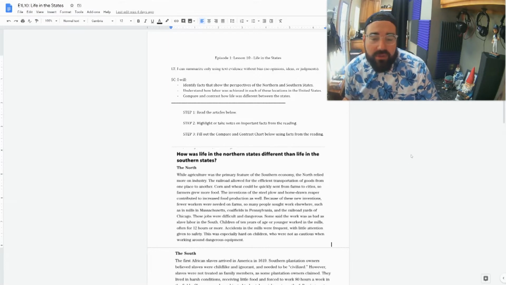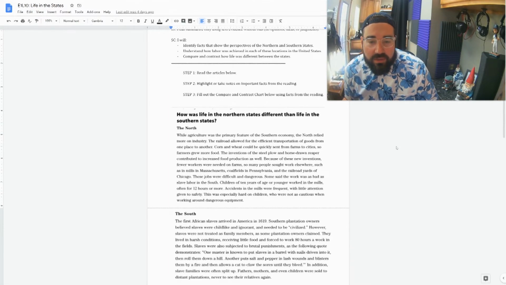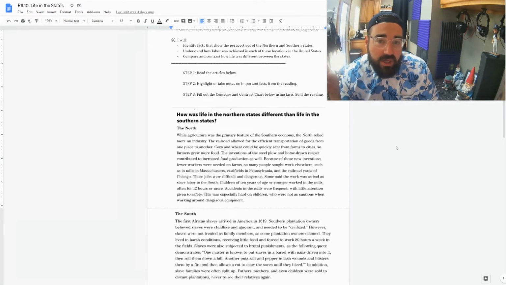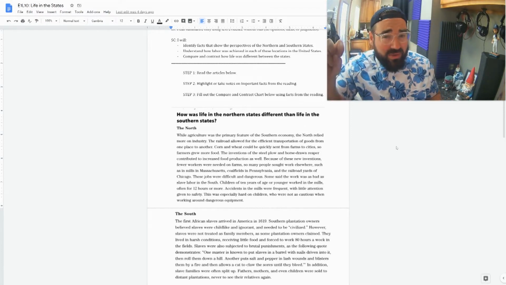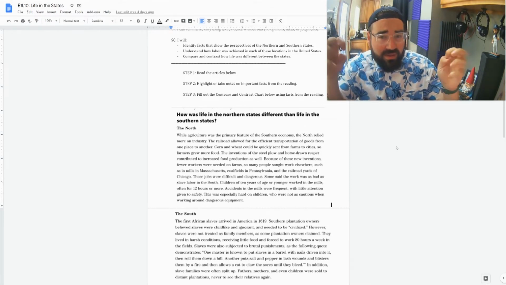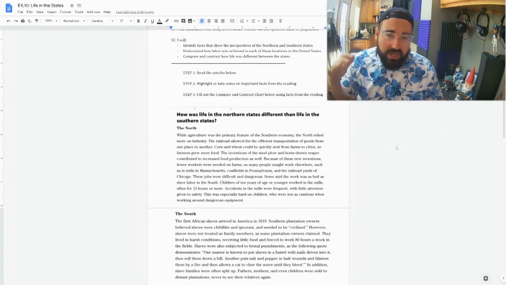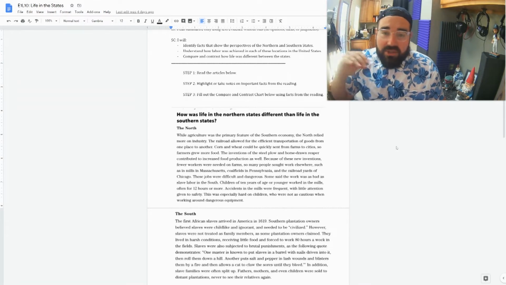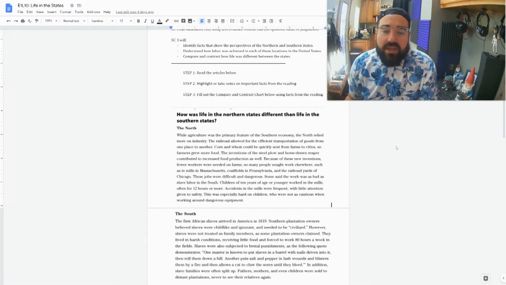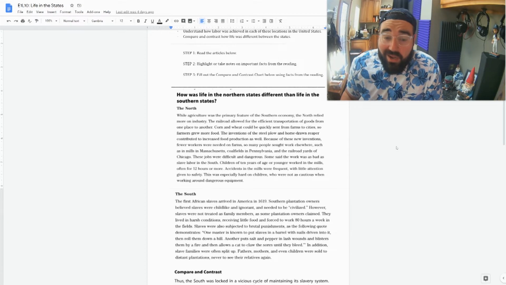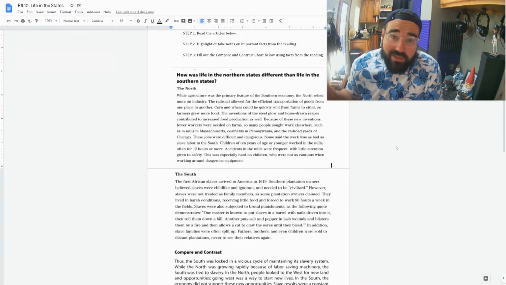So the first thing we are going to do is see how we can be successful. That's identifying facts that show the perspectives, as in North, what they thought, and South, what they thought, because they didn't necessarily think the same thing. Then understand how labor or work was achieved in each location, as in how did they work in the North and how did they work in the South, and then we'll compare and contrast how life was different between the states. So first thing is, we'll read the articles below.